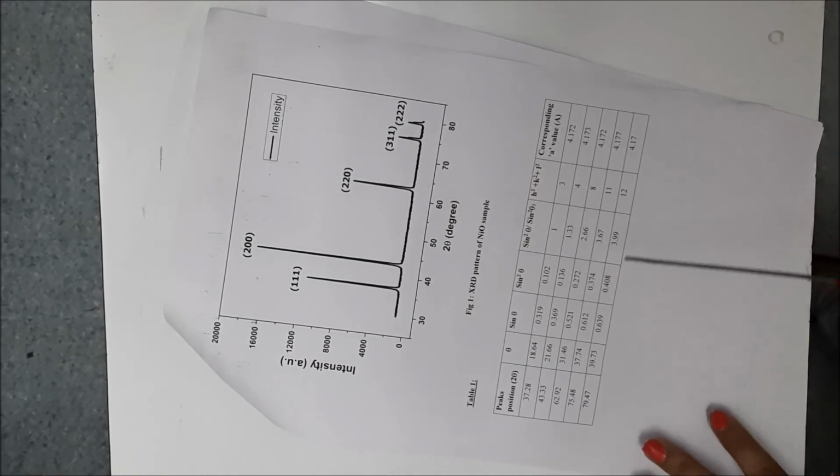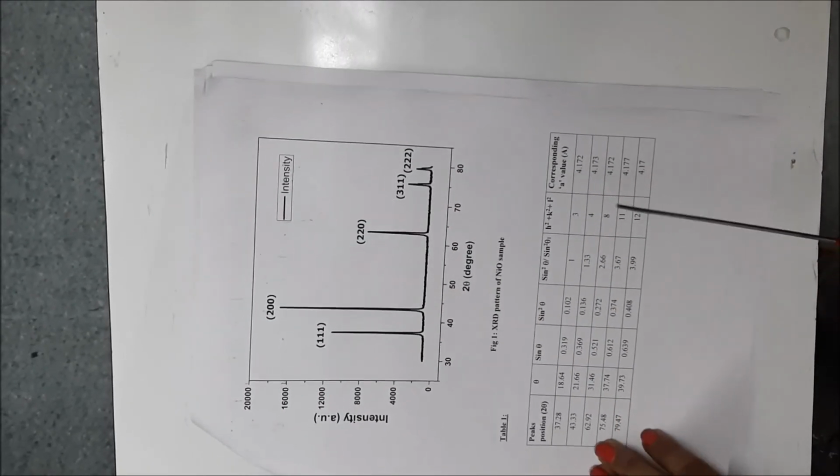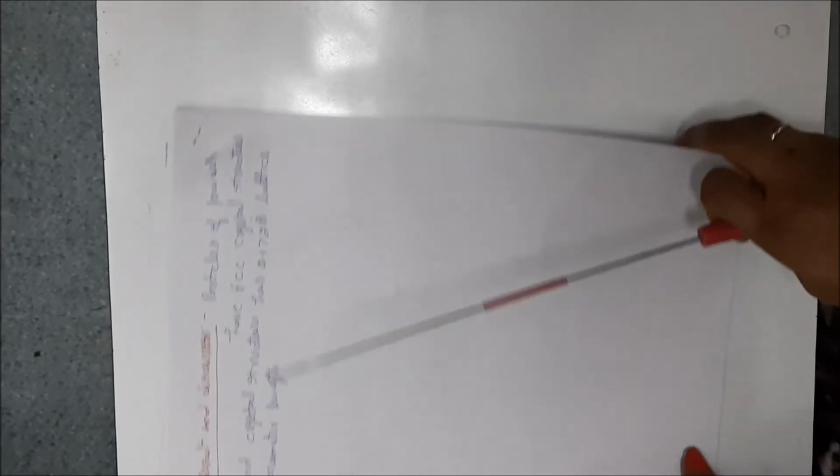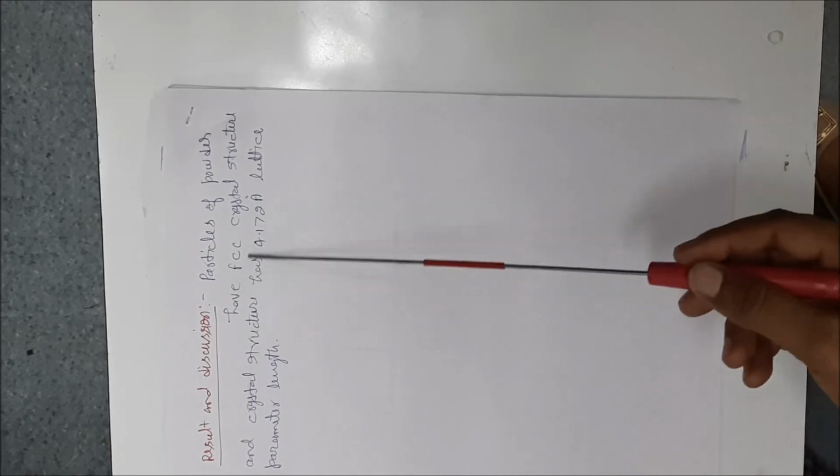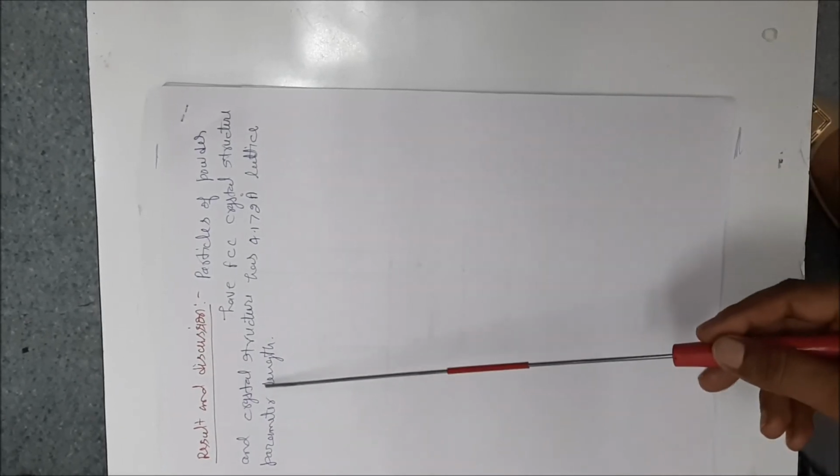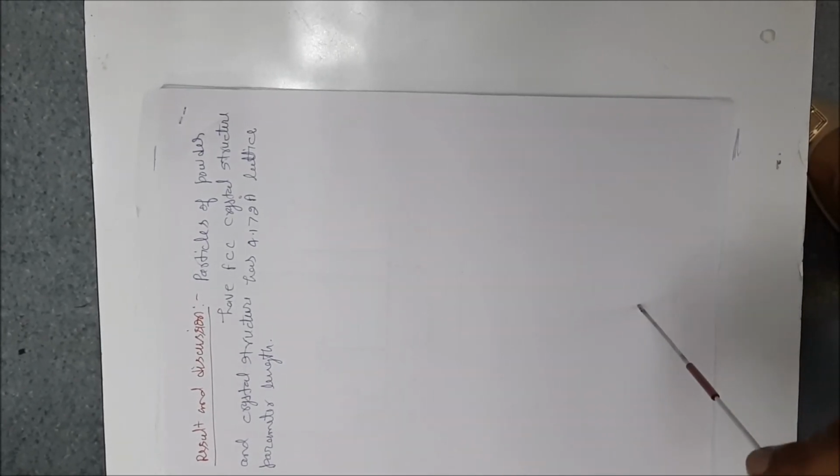In this way, with the help of the XRD pattern, we can calculate the value of the lattice parameter. Result and discussion: particles of the powder have an FCC crystal structure, and the crystal structure has a 4.172 angstrom lattice parameter length.